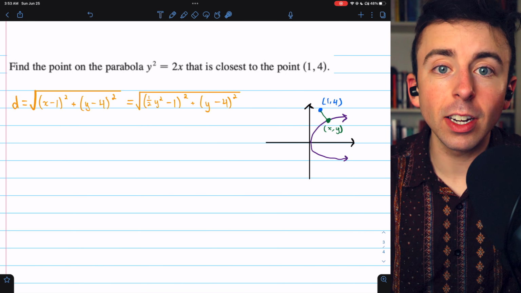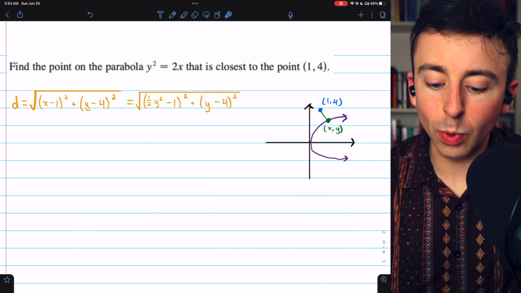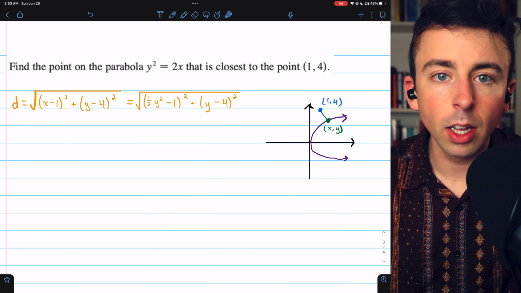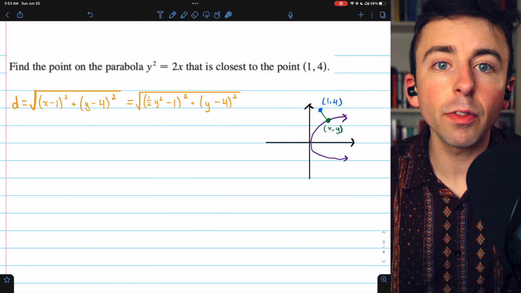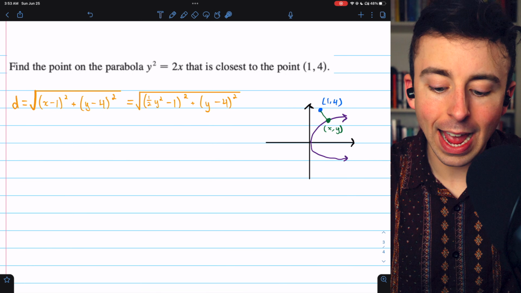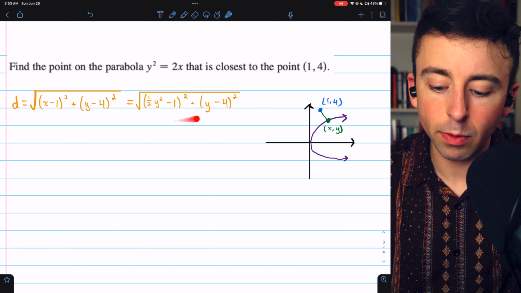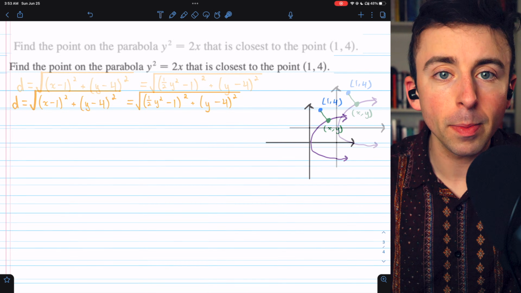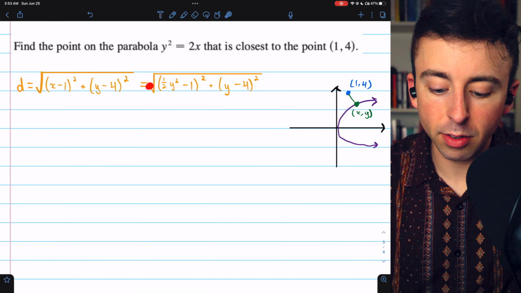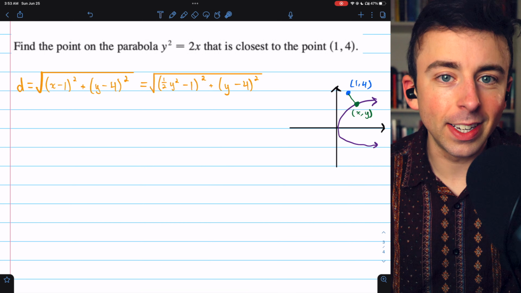To put this equation in terms of a single variable, well, we know that y squared equals 2x, which means x equals 1/2 y squared. So where we had x, we'll just put 1/2 y squared, giving us this equation for distance in terms of a single variable. We could move forward using this square root function for our distance.